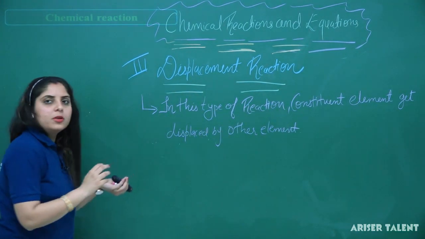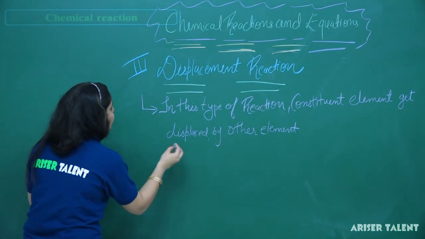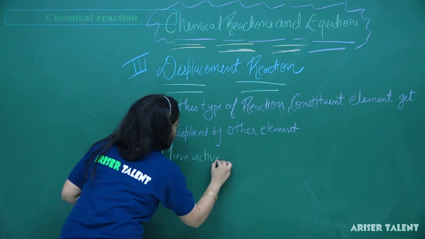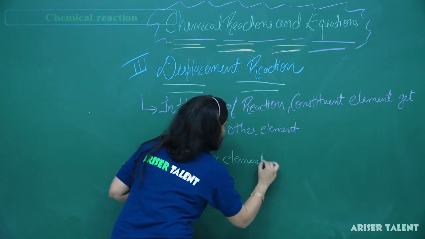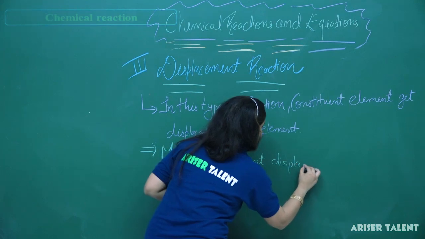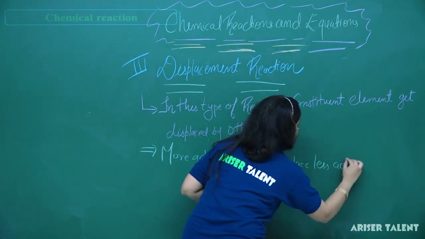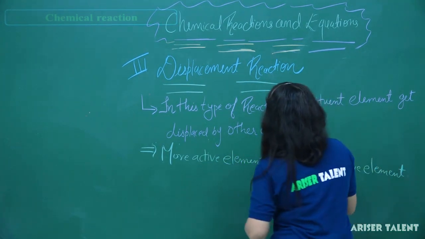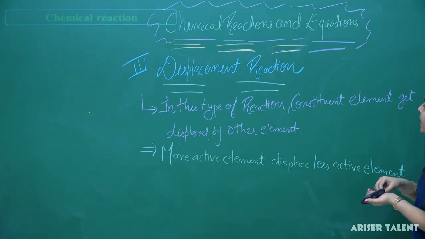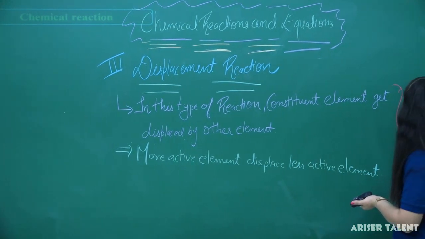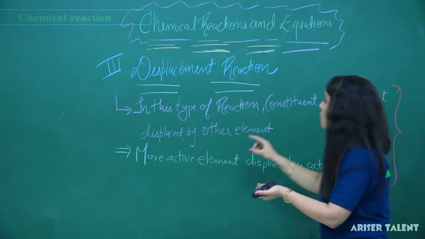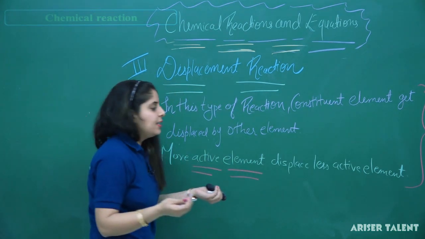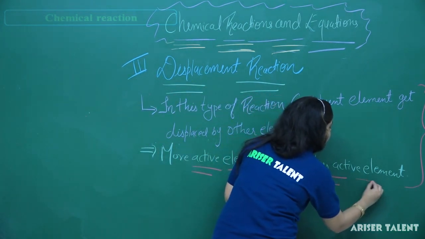So this is all about the displacement reaction, and the second point we have to consider is more active element displaces less active element. We have that there will be a displacement of two constituent elements in which the more active element, the element which is active according to the reactivity series, will displace the less active element.